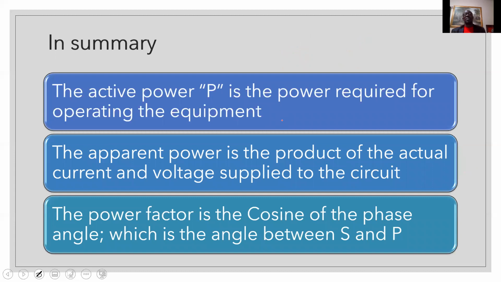So in summary, active power P is the power required for operating the equipment. The apparent power is the product of the actual current and voltage supplied to the circuit. And that's key. It's the power supplied to the circuit, not necessarily the power consumed by the circuit, but the power supplied to the circuit. And the power factor is the cosine of the phase angle, which is the angle between the apparent power and the active power.